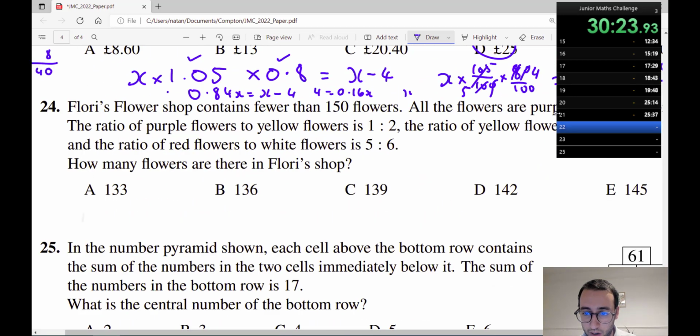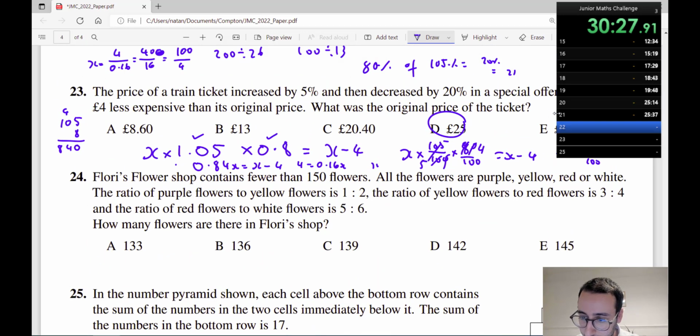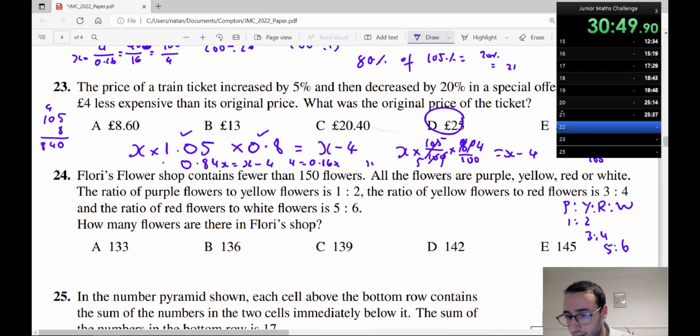Okay, a few of the 150 flowers. All the flowers are purple, yellow, red, or white. Purple to yellow is 1 to 2. Yellow to red is 3 to 4. Red to white is 5 to 6. Smallest number, okay. This we can do.